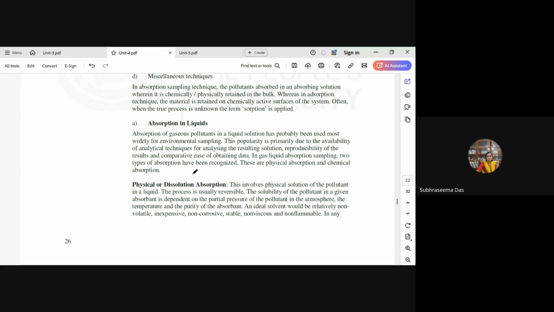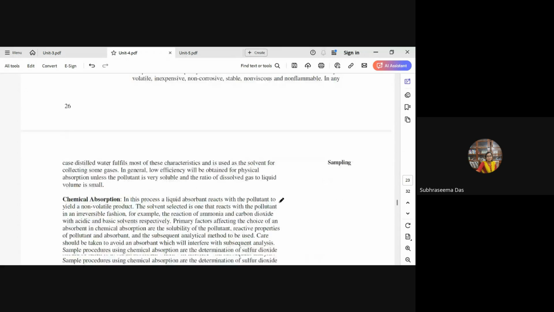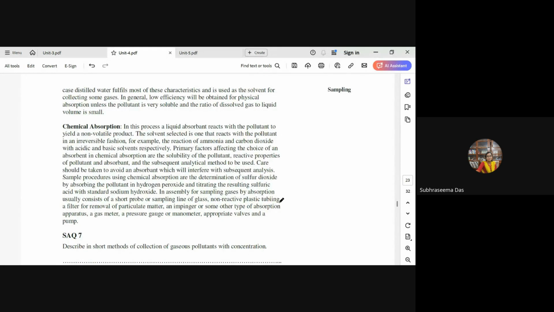Physical absorption, or we call it the dissolution absorption, involves the physical solution of the pollutant. These processes are usually reversible in nature, that we know. An ideal solvent captures most of the gases, but however low efficiency is obtained for physical absorption. Unless and until the gaseous pollutant is very much soluble in the liquid, physical absorption is not a preferred method. In the chemical absorption method, the liquid reacts with the pollutant to form a product, that is, a chemical reaction occurs.